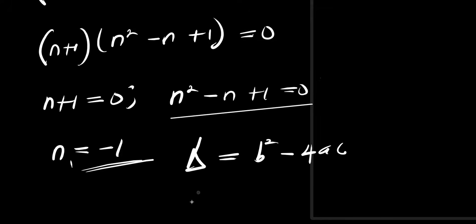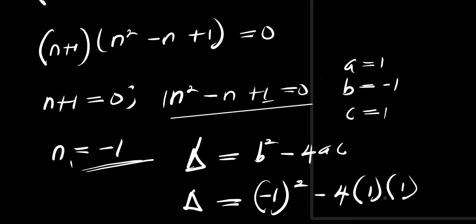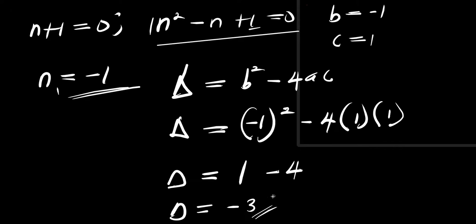So let's test that. Discriminant equals b squared minus 4ac. Our a is 1, which is the coefficient of n squared. b is -1, which is the coefficient of n, and c is 1, which is the constant here. So discriminant is -1 power 2 minus 4 times a times c, that is 1. So we have discriminant equals 1 minus 4, and discriminant is -3. This value is less than 0. That means this will give us complex solutions. So the only real value here is -1.